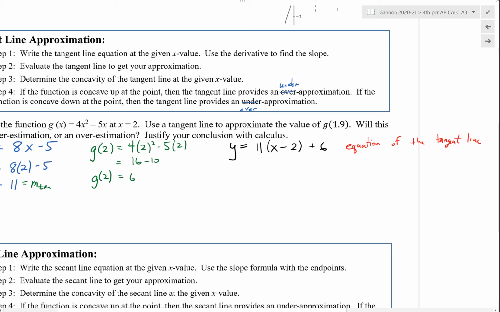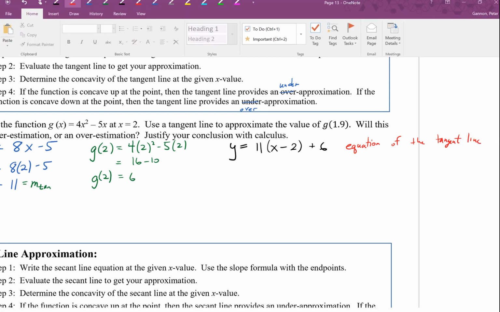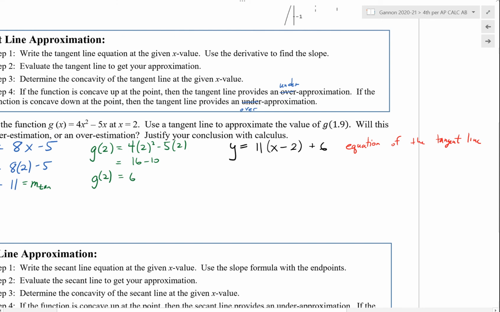Now, we want to use that equation to approximate the value of the function at 1.9. The way we're going to do that is we're going to take 1.9 and substitute it in for x. So we're basically doing y of 1.9, which is 11 times 1.9 minus 2 plus 6. And if you wanted to, you could plug that into your calculator. So I'm just going to pull that up.